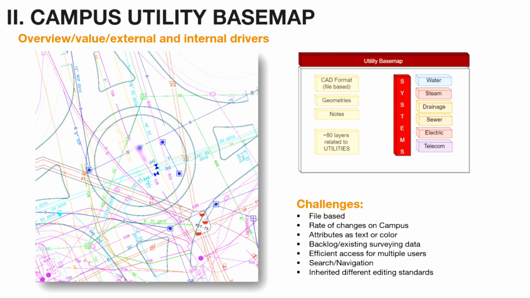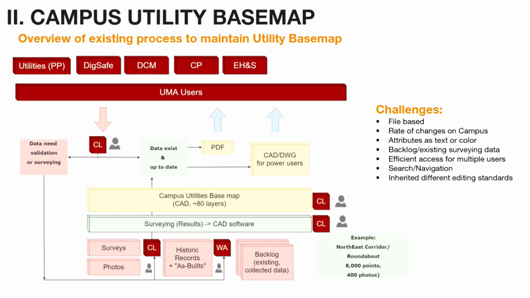We've put close to $2 billion into our campus over the last 10 years, so it has changed a lot, and trying to keep up with that change has been pretty difficult. Your only attributes are the text and color. There's a whole backlog of existing survey data. And the biggest part, though, is it's really not a very efficient access for multiple users, and you don't have any search and navigation capabilities. So, unfortunately, everybody relies on our surveyor. To get information about our utilities, you've got to go talk to the surveyor.